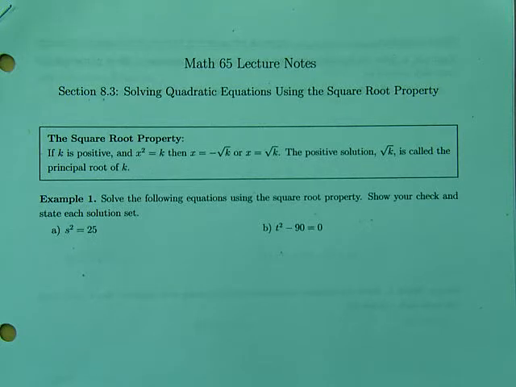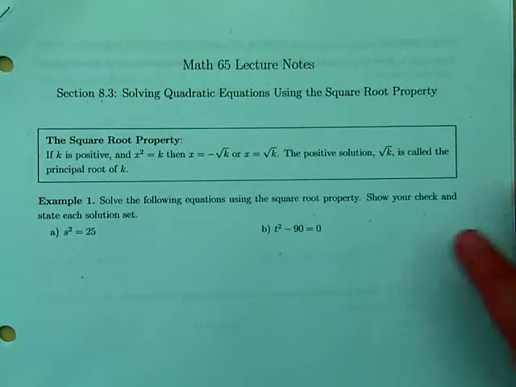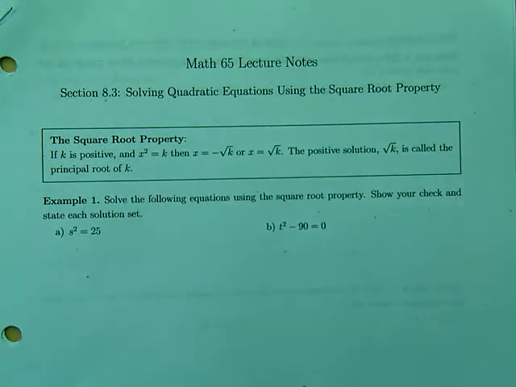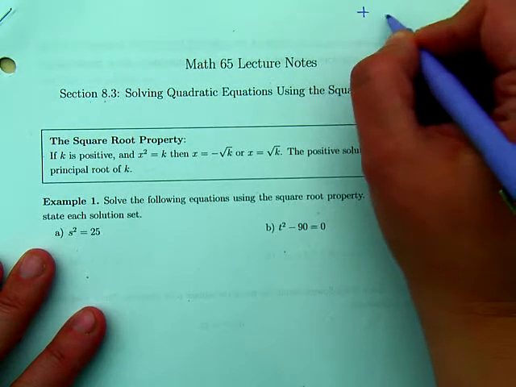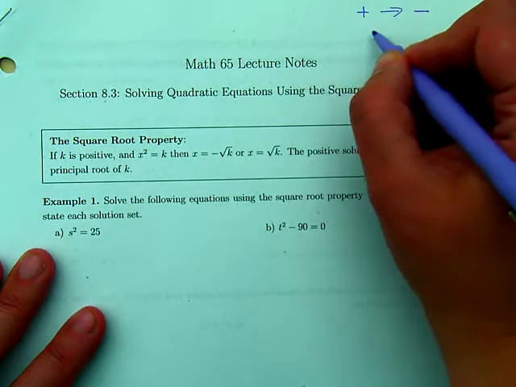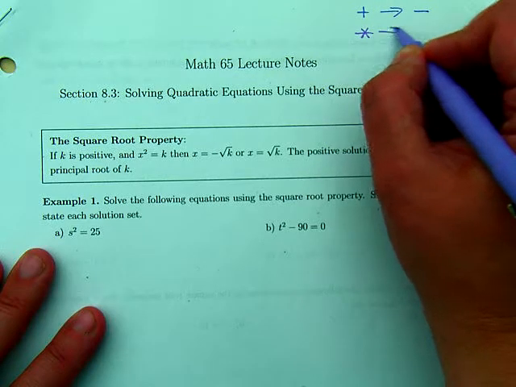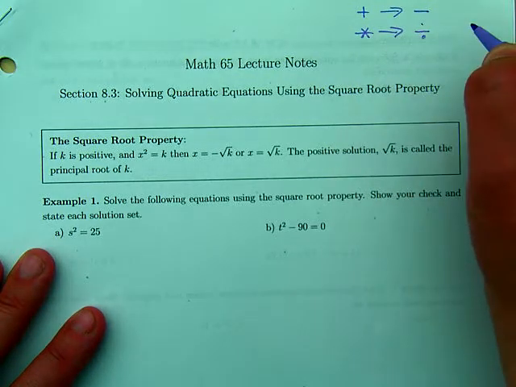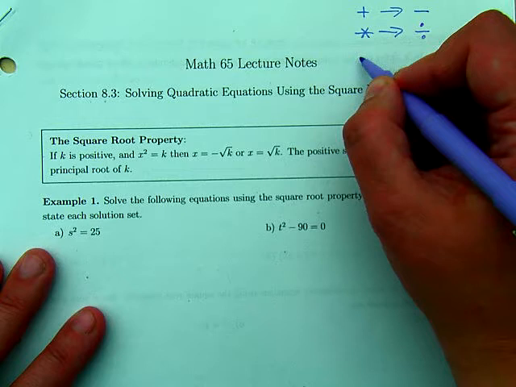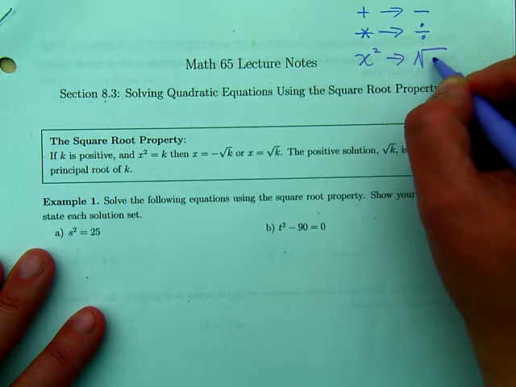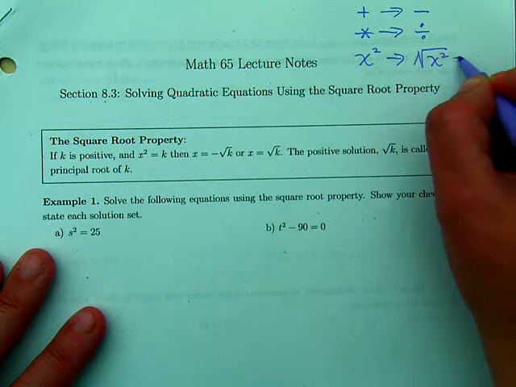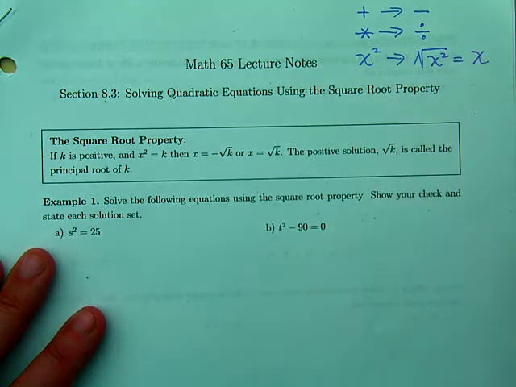Okay, we're going to talk about solving quadratic equations using the square root property. So the idea here is that what undoes the square, right? Well, what undoes addition would be subtraction. What undoes multiplication would be division. What undoes squaring would be the square root. So the square root of x squared is x.